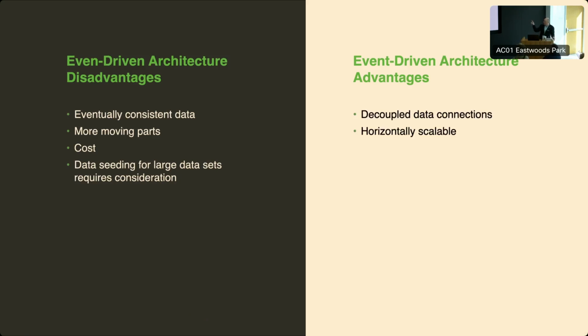And decoupled data connections, again, that's a major advantage. Everything's decoupled, right? If one service isn't available, not a problem. The site continues to run. It's horizontally scalable. All the services that we looked at scale out horizontally indefinitely. I mean, within Amazon's capabilities, right?